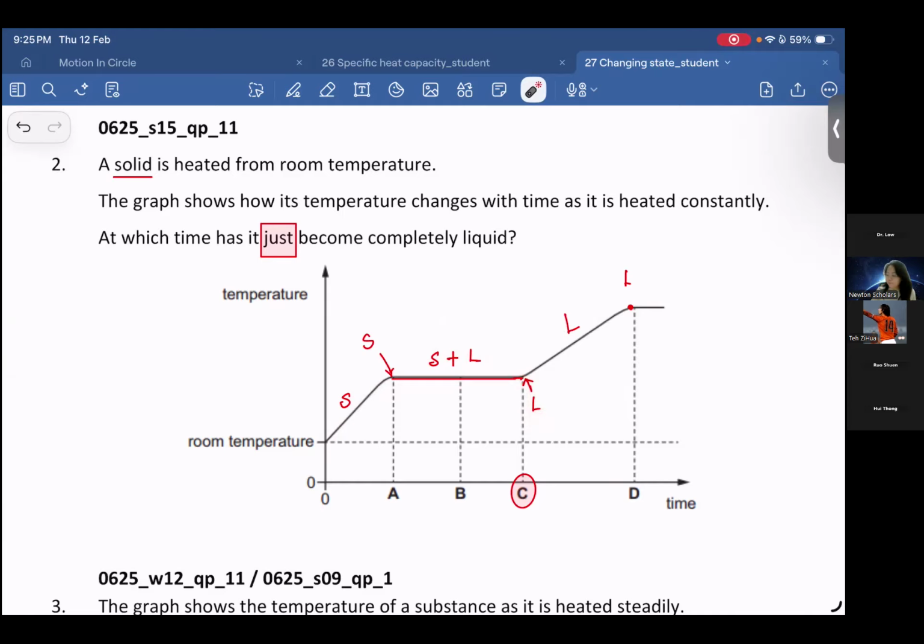Just become liquid. Okay, between section C and D, the liquid doesn't change the state, but the temperature increases until point D here. This one is fully liquid. Is that clear?